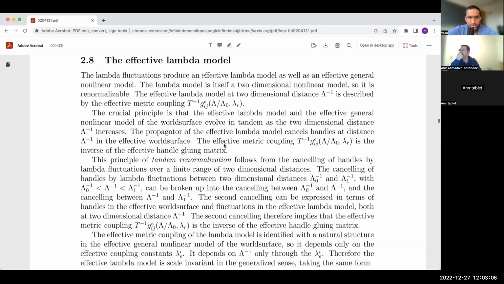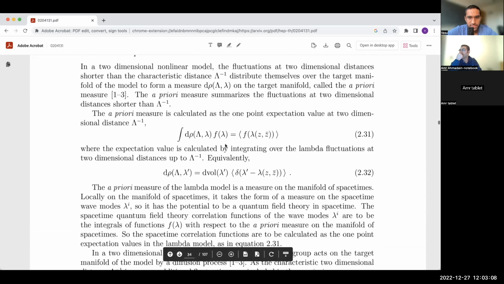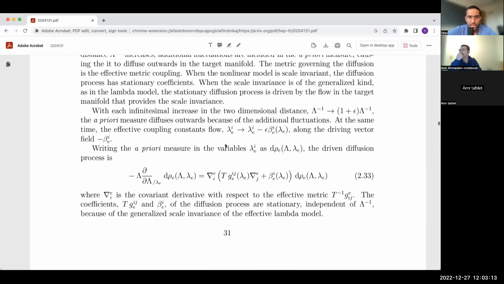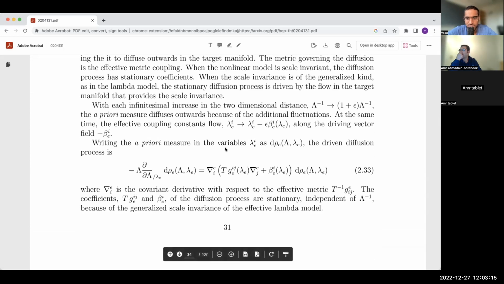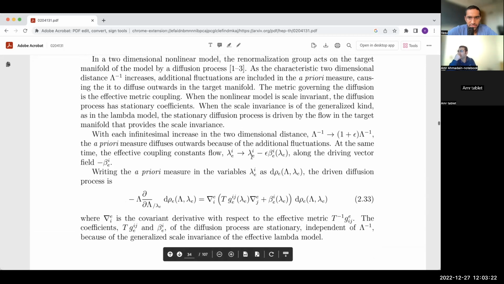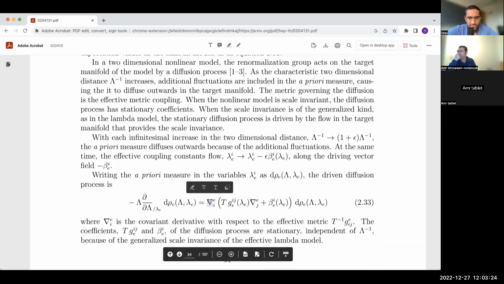There's a lot of talk, but I just want to bring you to this. He talks about the so-called a priori measure. And he says, okay, how do we get this a priori measure? And you see, there's this driven diffusion process that comes from taking these double derivatives with respect to couplings with a certain effective target space metric. And if you had something like this T2 prescription, this is exactly the kind of thing you would be led to at the level of some measure.